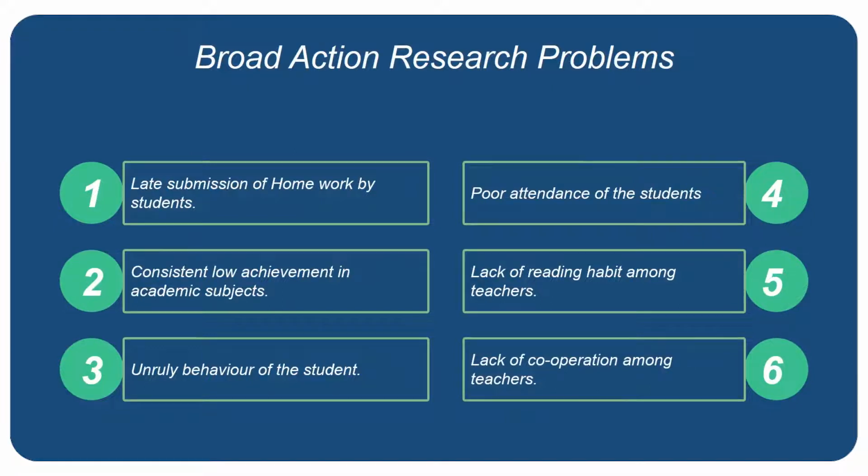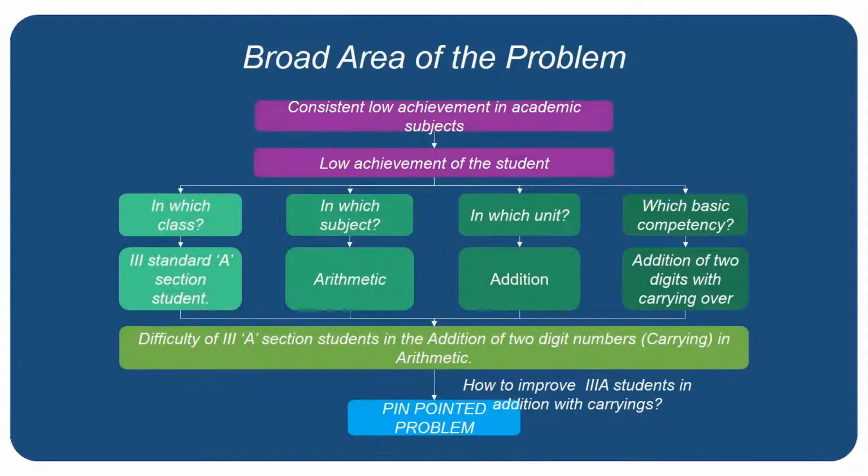Now let us see how we can go from here. Once we do this, pinpointing the broad action research problems becomes very important. Let us take few examples. Again I will be taking examples from the field of education. Let us take a broad area of the problem as consistent low achievement in academic subjects. Now this needs to be further elaborated, pinpointed.